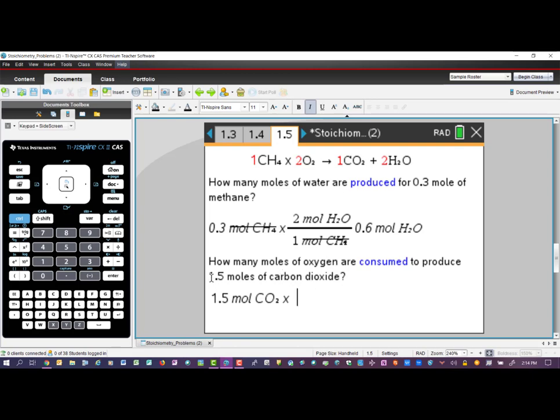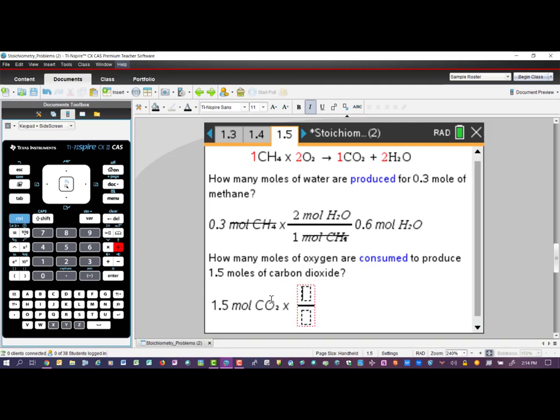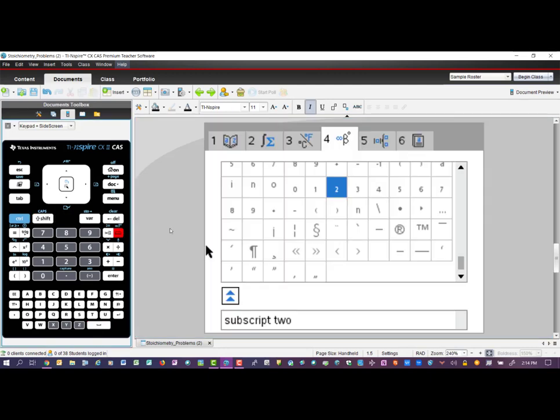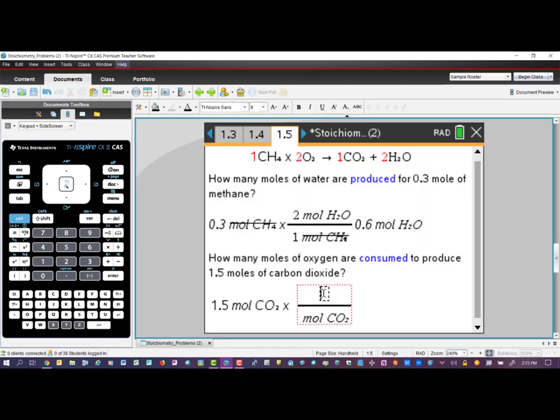So you still go with what's given to you in your problem, which was 1.5 moles of carbon dioxide. Start with that. Okay, I'm going from carbon dioxide to oxygen, so I'm going from one side of my equation to the other, so I have to do that through that mole-to-mole ratio. So get my template again, getting rid of moles of CO2, so that's going to be in our denominator, and I'm going to moles of oxygen.